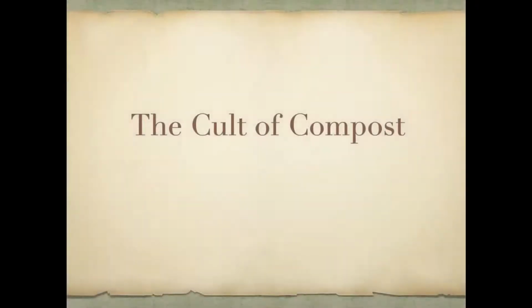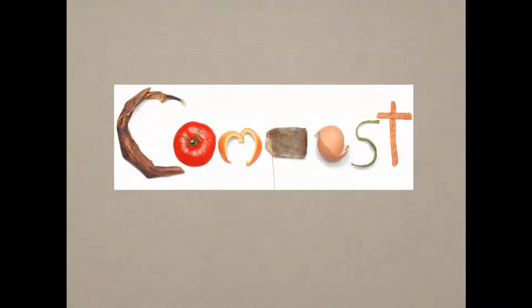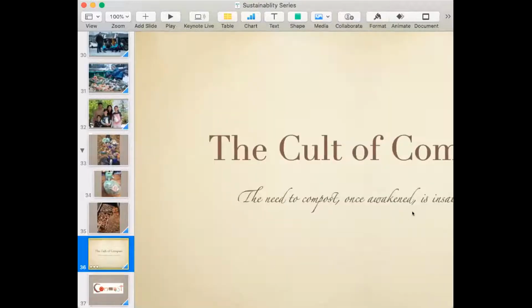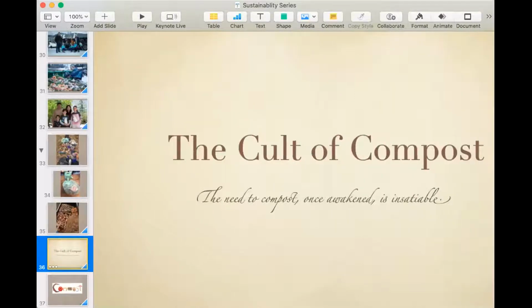Here's the warning, the cult of compost. So if you're like me, the need to compost, let's see. I'm going to back up there because I wanted to make sure you saw that. Need to compost once awakened is insatiable. So that's where I'm at right now, is this need to not throw food scraps in the trash is a real passion of mine, and we're eager to share what we've learned and our experience with composting with others, so that hopefully they can catch that bug as well.